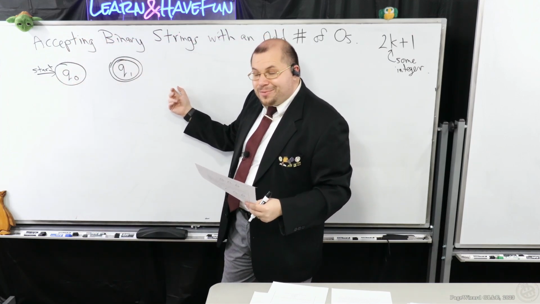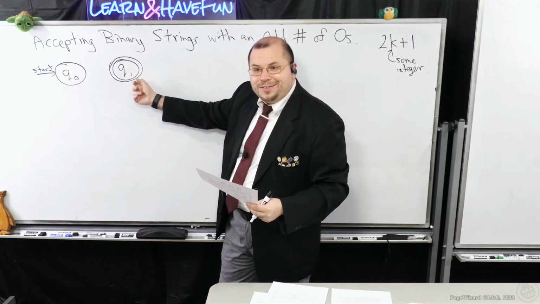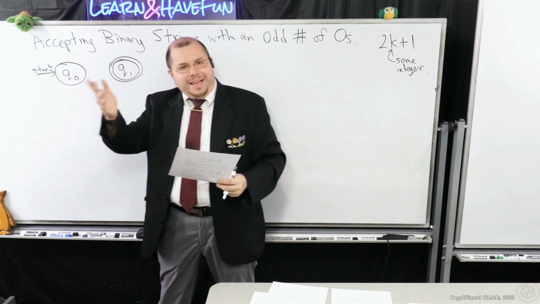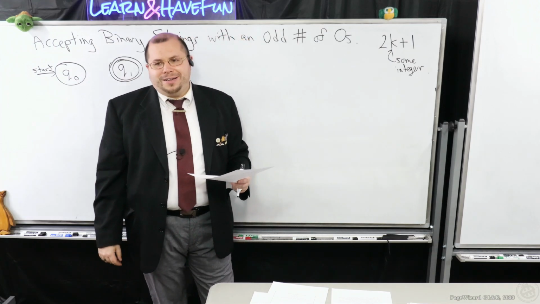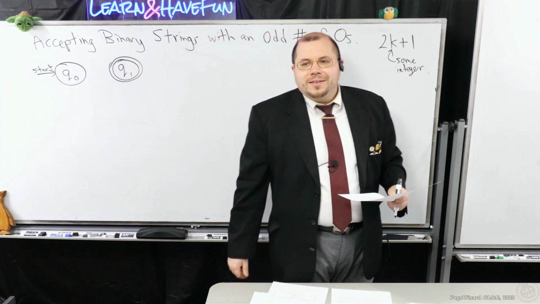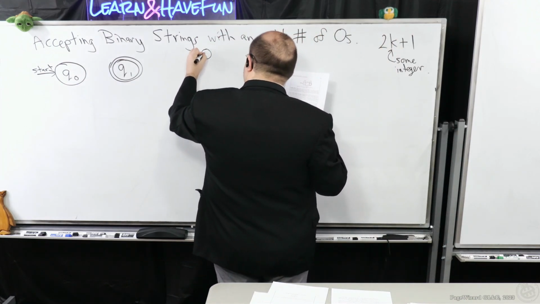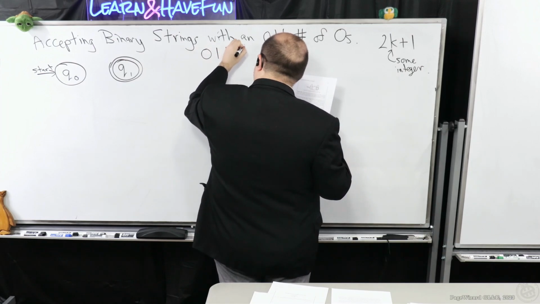If it has an odd number of zeros, we want to make sure it stays in Q1. So notice it could either stay in Q1 or it has to get out of Q1. What characterizes that? So you can imagine this. Imagine I have a string like this.